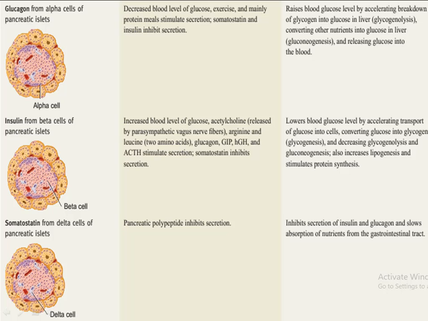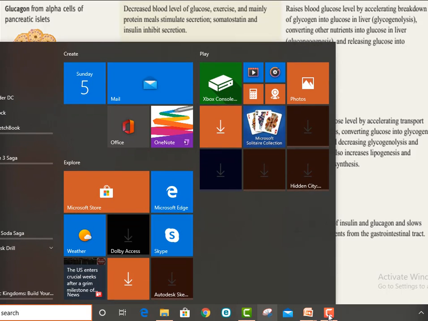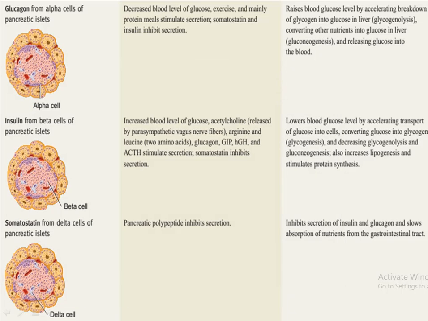Here we can see there are three different cells, that is glucagon, insulin and the somatostatin. Okay, so we were discussing glucagon. It is released from the alpha cells of the pancreatic islets. When it is released, there will be a decrease in the blood level of glucose during exercise, and mainly in the cases where protein meals stimulate the secretion. Generally, somatostatin and insulin inhibit the secretion.